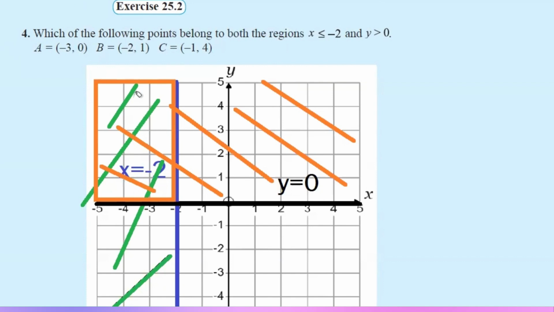Check whether points A, B, C lie on this area. A, B, C. You can see B is on the common area, so the answer is B.